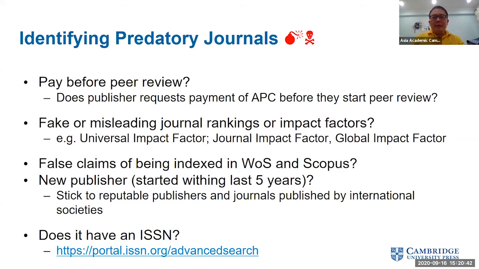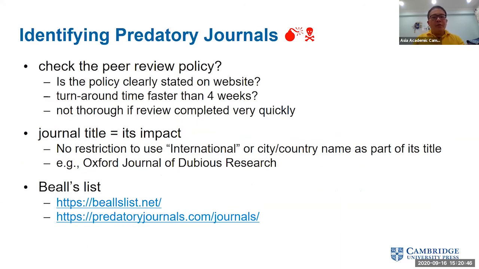If it doesn't even have an ISSN, then don't bother to submit it. Look at the peer review policy. Is it clearly stated or not? If the peer review is very fast, like one week, and they come back, then you have to be very suspicious because that's quite unlikely to be the case. The fastest is usually four weeks, but if it's one week and the comments are very short, then it's either a very low quality journal or a predatory journal because the review is not thorough at all.